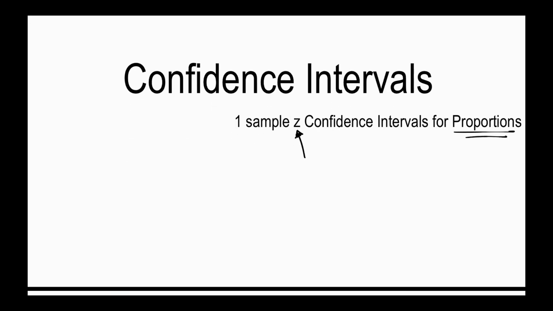And then the one sample is based off of one sample. We only have one sample. In the question, there will only be one sample. Okay, so that's where all of those come from. One sample, Z, because we're using Z-scores, confidence interval for proportions.